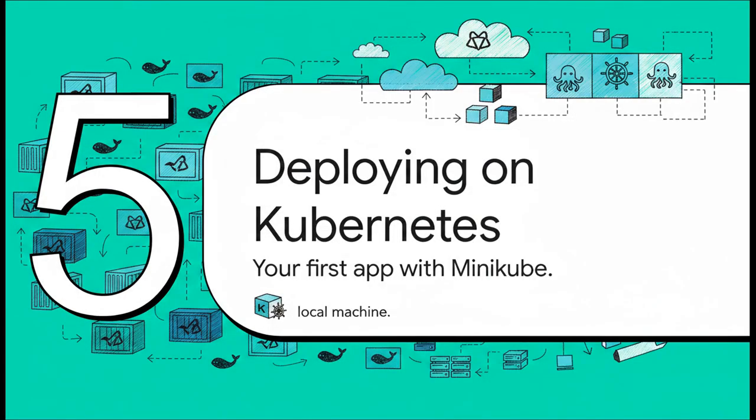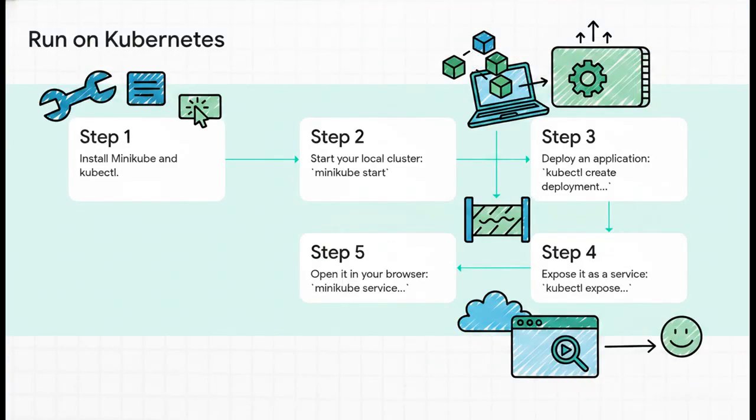You know the drill by now. The best way to learn is by doing. So we're going to set up and run a real live Kubernetes cluster right here on your own machine. We'll use this fantastic tool called Minikube to do it. All right, let's get this thing running.